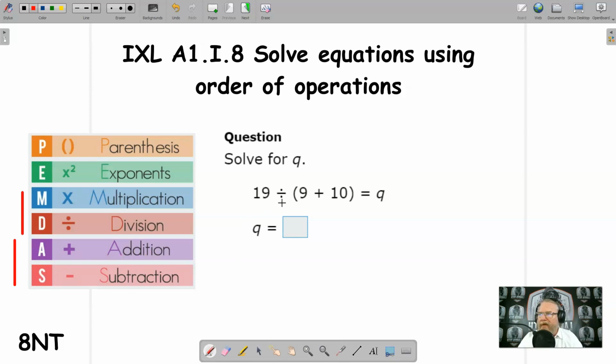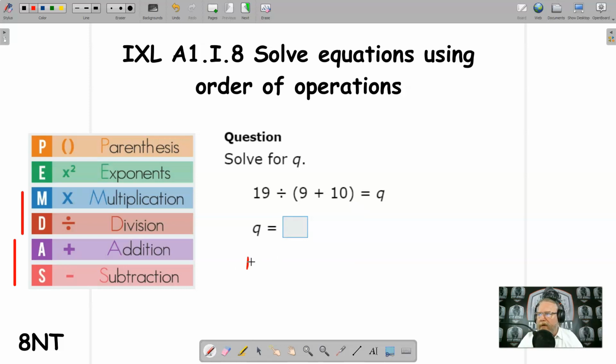So here we have 19 divided by the quantity of 9 plus 10. Notice how I say "the quantity of," because the parentheses here, we verbalize using the phrase "the quantity of." If somebody were saying to me 5 times the quantity of 6 plus 3, I would know exactly what they're trying to communicate to me, even without them writing it down. So the parentheses are referred to as "the quantity of."